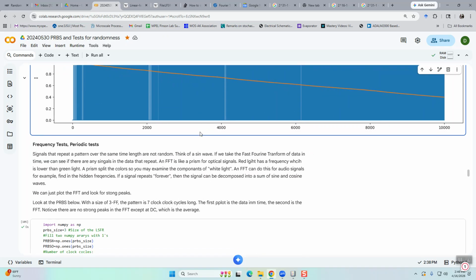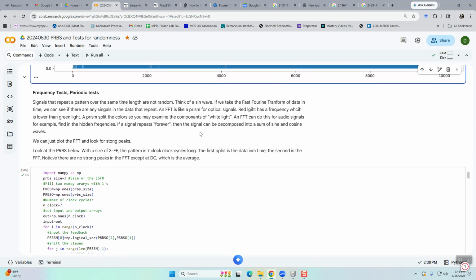All right, so now there's another test: are there any hidden frequencies in your data? Anything that repeats over time is not random, like a sine wave, right? Now there's something called the fast Fourier transform, and that's really like a prism for data.